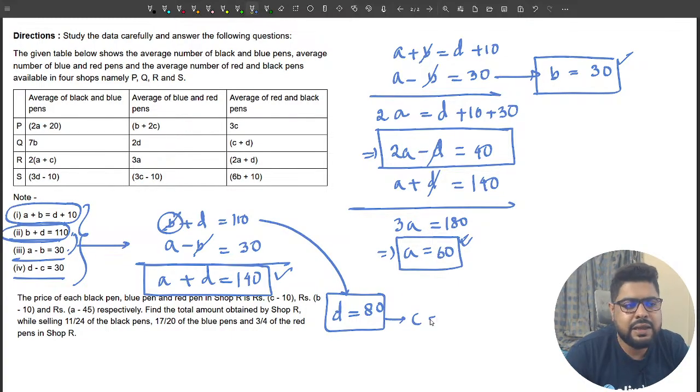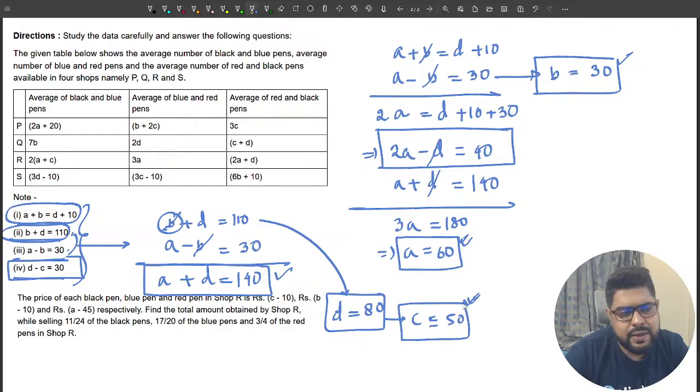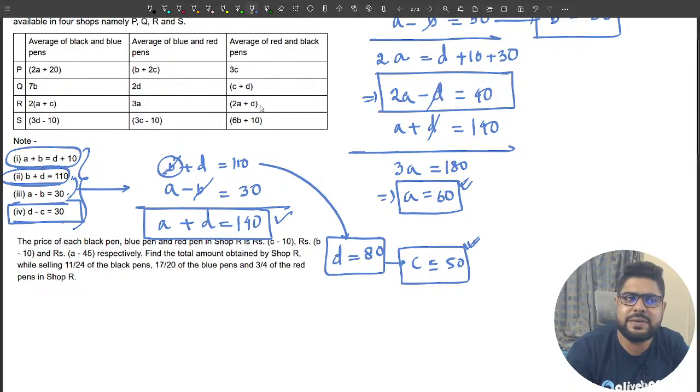So C and D have their own relation here. So C will be how much? C will be D minus 30. D minus 30 meaning 50. Perfect. So you see A, B, C, D, everything I have found. And once you have found the values of A, B, C, D, the whole thing is done. The whole set has been cracked open.